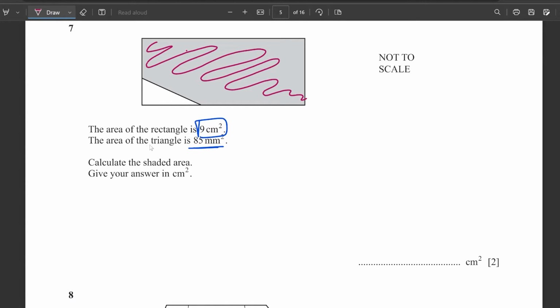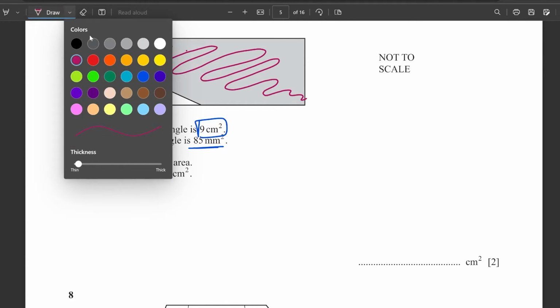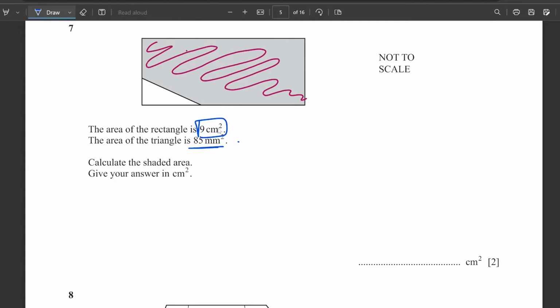Again, it's a ratio question. It's very easy, but the thing that's going to confuse you over here is that they have given you the area of the rectangle in centimeters squared, but the area of the triangle in millimeters squared. So what do you do? Very simple. You have to convert millimeters into centimeters, and then you have to subtract them because you have to find the shaded area. Shaded area usually means that you have to subtract. Just remember this: shaded area is equal to total area minus unshaded area.